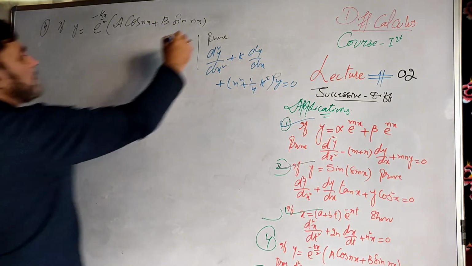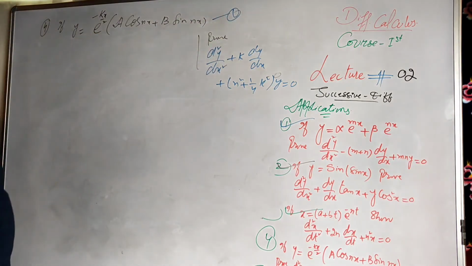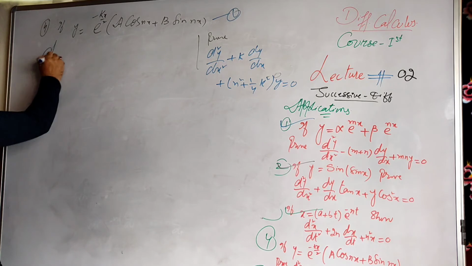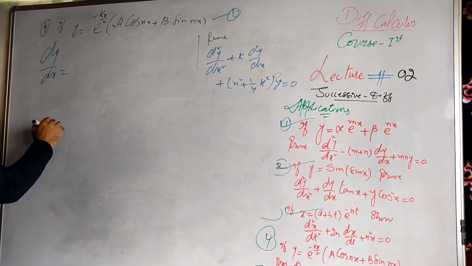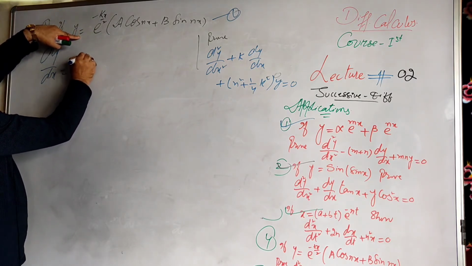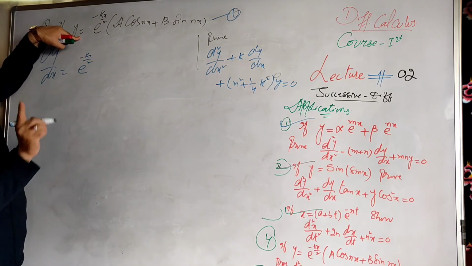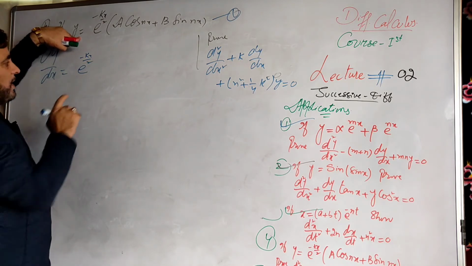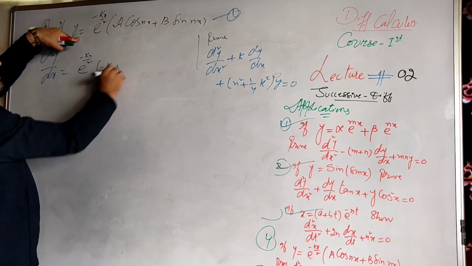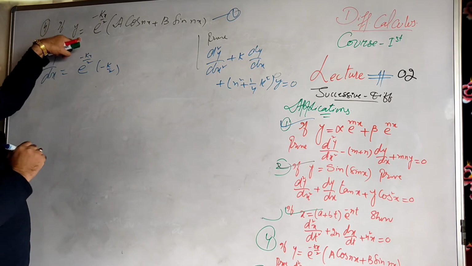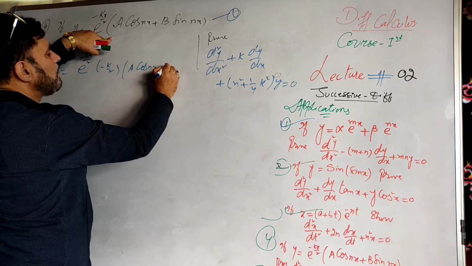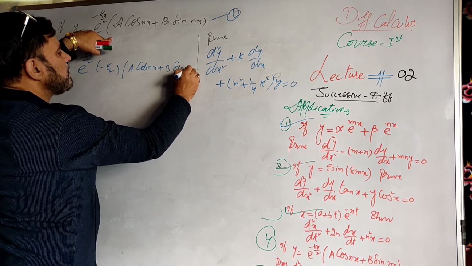You can name this first. We differentiate this with respect to x, and we have to go by the product rule. This is dy by dx. Now the derivative of this exponential function: e raised power minus kx by 2 as it is, then the differentiation of the power of the exponent, that is 1 for x and minus k by 2 is here, because derivative of x is 1. Then the second function we write in the same way, a cos nx plus b sin nx.